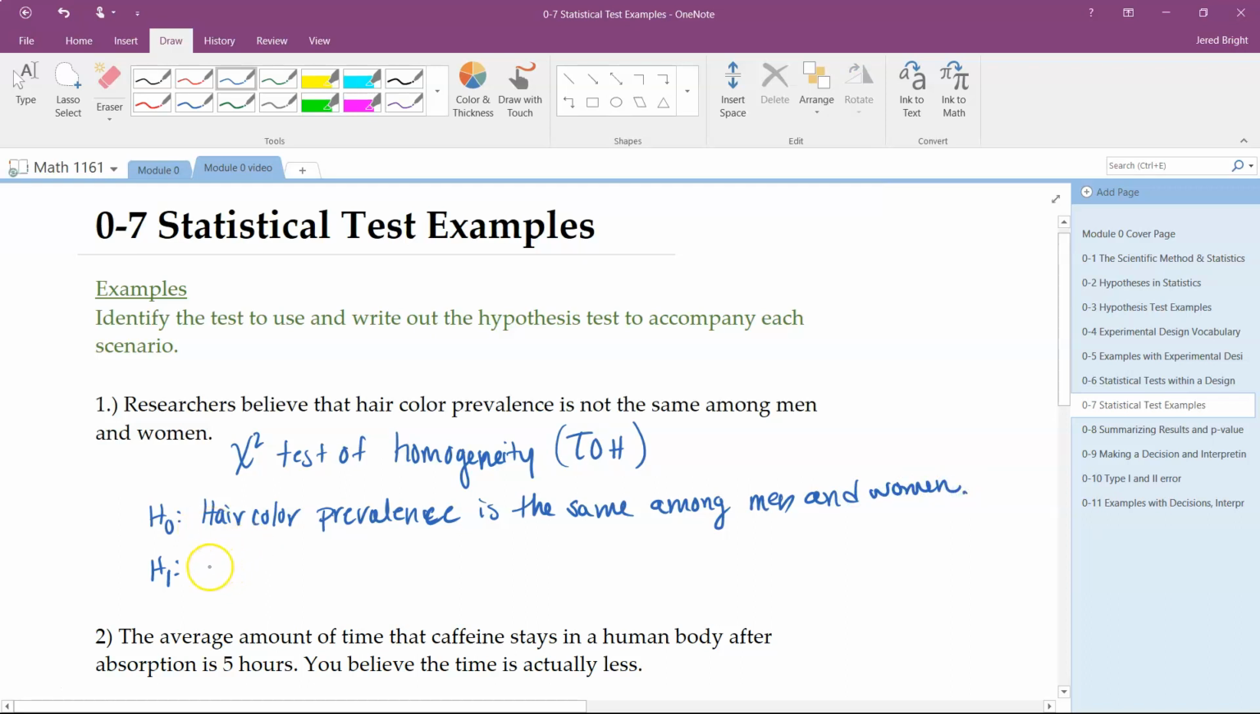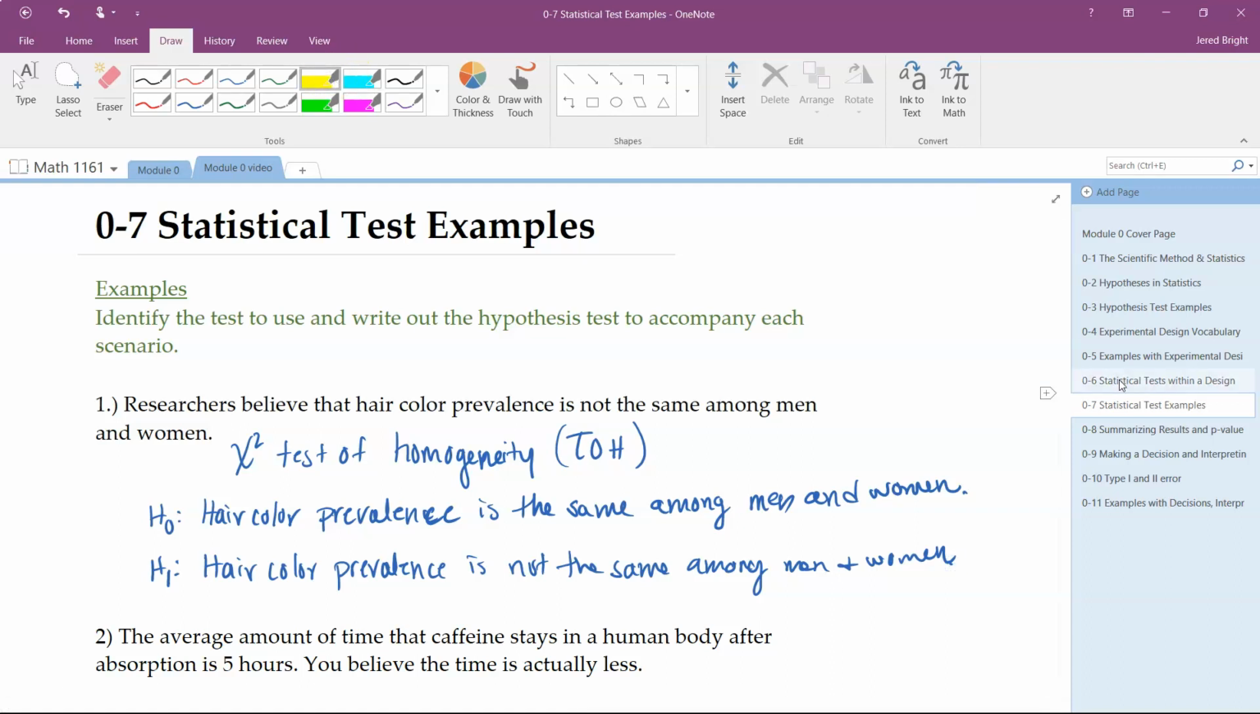Now as we go further in the course, when we get to this, you'll see that the textbook just likes to say H0 is false. I don't like that. I think it's maybe a little too clever, we'll say. So what I like to do is write it all out, and this would state the researchers believe that hair color prevalence is not the same among men and women.